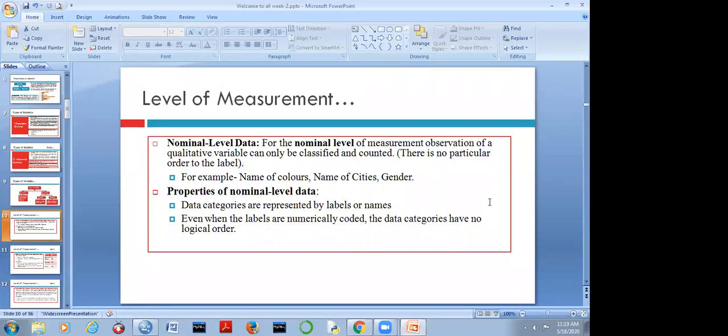Nominal data, that is the first level. Nominal level data. For the nominal level of measurement, observation of a qualitative variable can only be classified and counted. There is no particular order of level. Look, qualitative: I will say that nominal data means any data in a qualitative form that can be classified and quantified. That is nominal data.